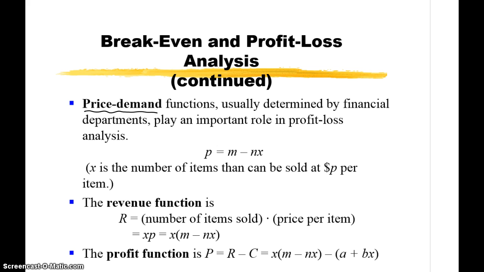The revenue function is once again R, the number of items sold times the price per item. We could think of this as X times P. X is the number of items sold. P is the price per item. Replacing P with the price demand function, that gives us X times M minus NX.